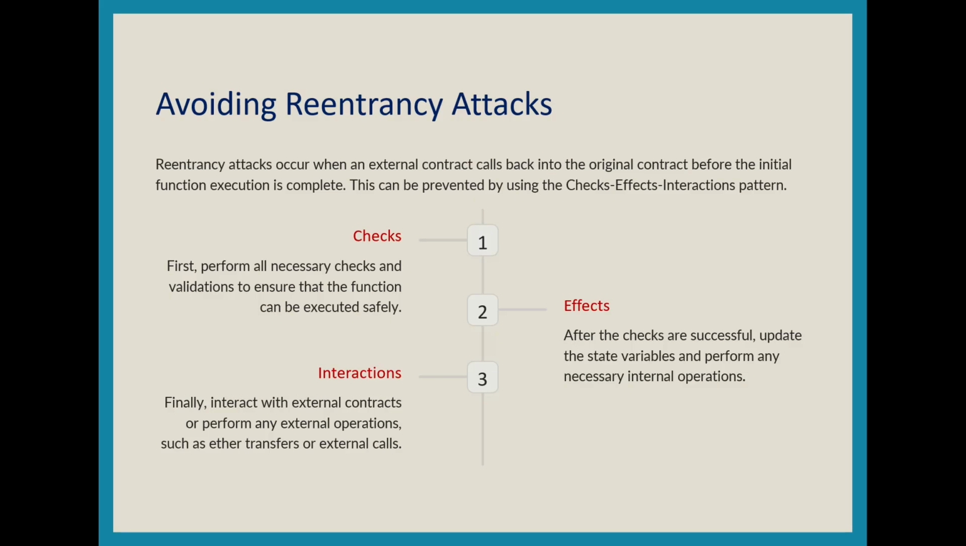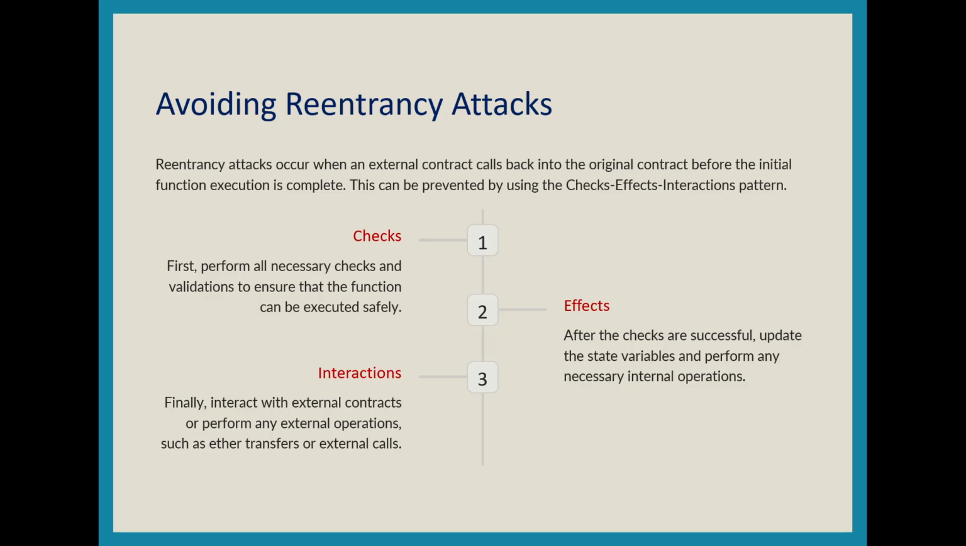Reentrancy attacks occur when an external contract calls back into the original contract before the initial function execution is complete. This can be prevented using the checks-effects-interactions pattern. So you use CEI to remember this. First, C for checks: perform all necessary checks and validations to ensure that the function can be executed safely. Second, E for effects: after the checks are successful, update the state variables and perform any necessary internal operations. Third, I for interactions.